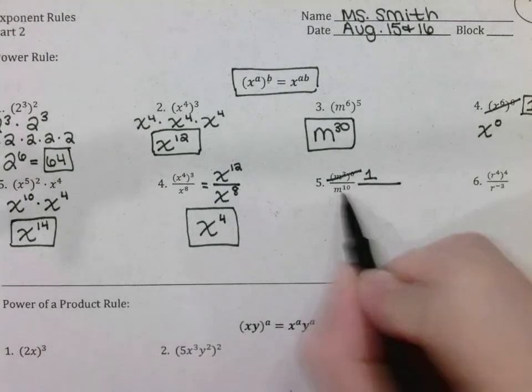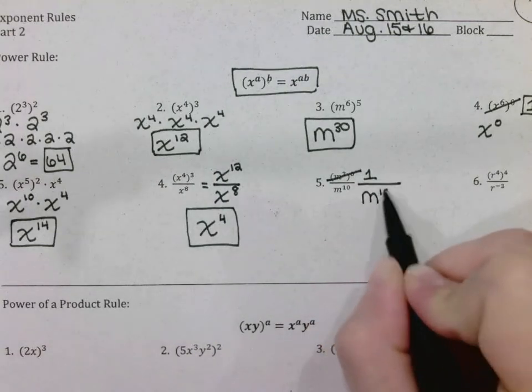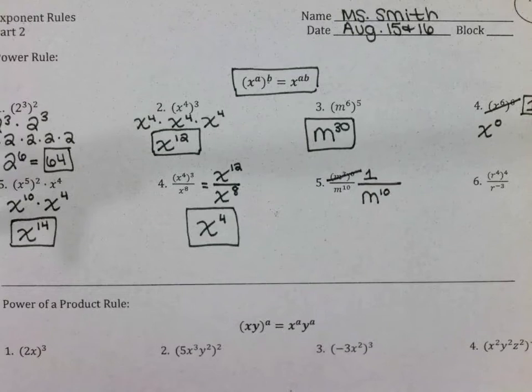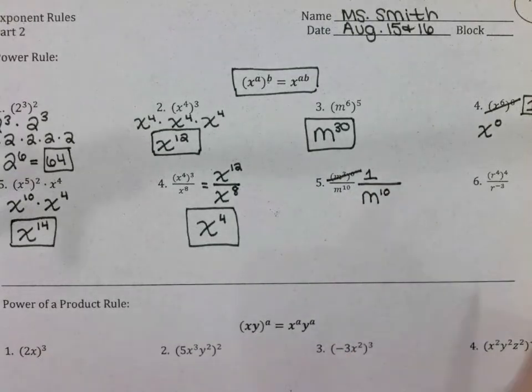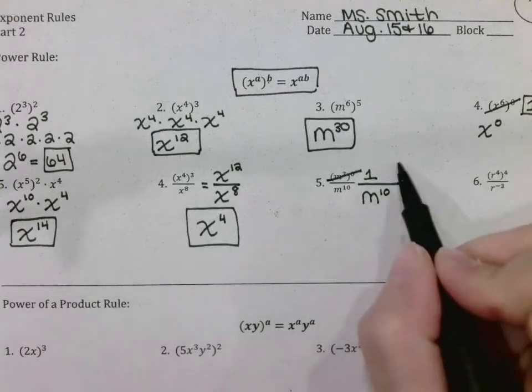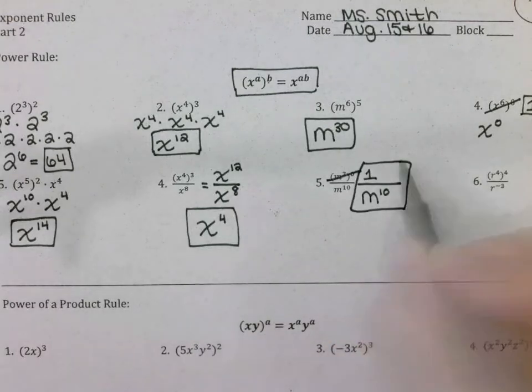And then in the denominator, we have m to the 10th. And that's really all we can do with this one. Our exponents are positive, like we like them. There's nothing left to simplify here, so it's just going to be 1 over m to the 10th.